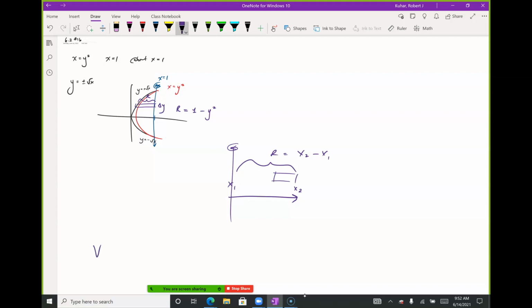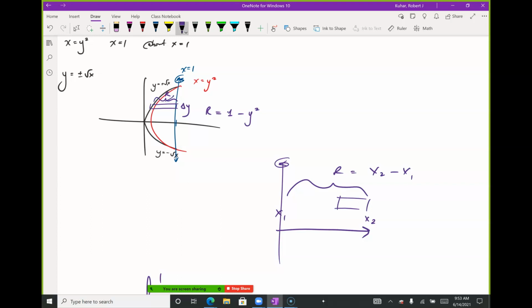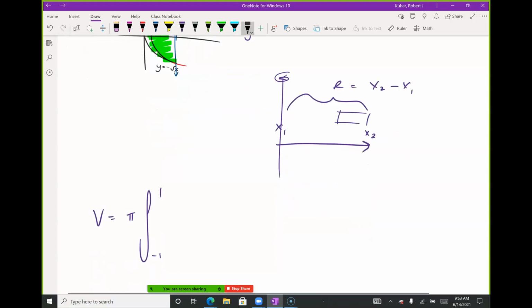All right, so I'm ready for my volume. It's pi times the integral from minus 1 to 1. If you think about it, I'm moving this whole area around, from the lower part to the upper part, to get that almond shape. And my radius is 1 minus y squared, but I need that squared, dy.